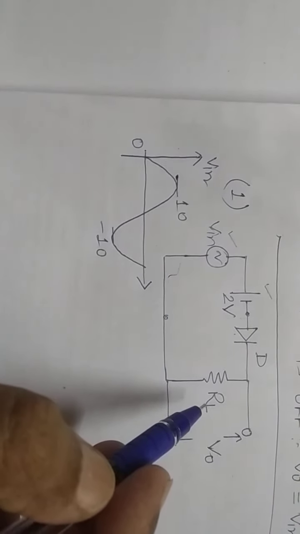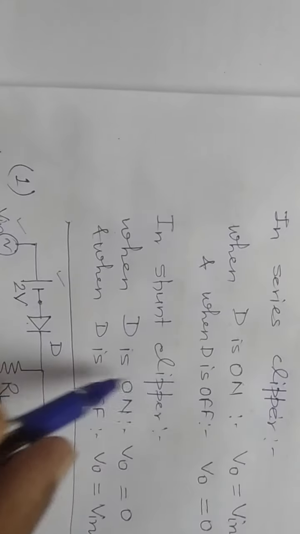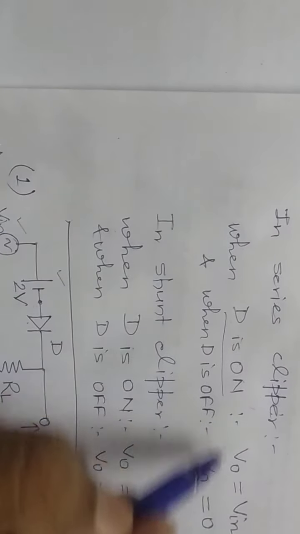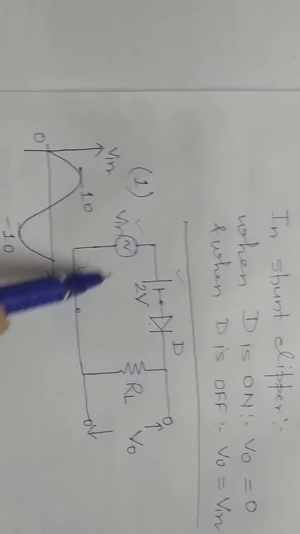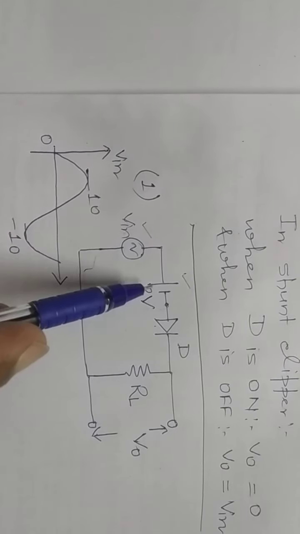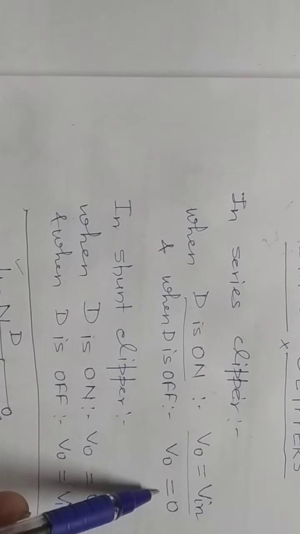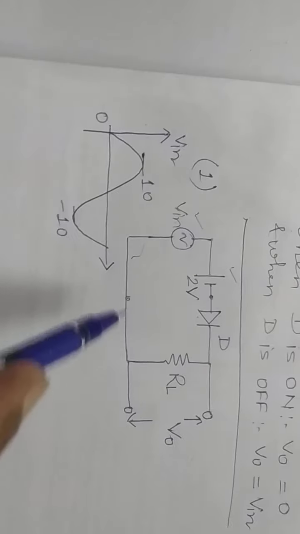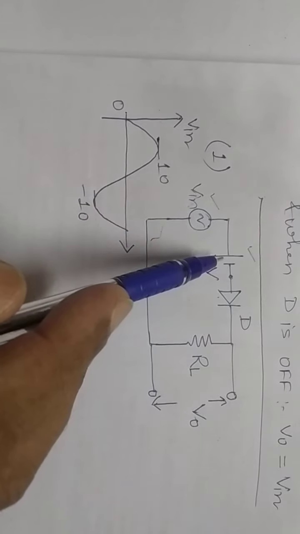So here the output waveform can be drawn with the help of our generalized rule. In case of series clipper, when diode is on, output will be equal to input. But here what is input? Here the input is the resultant of our input voltage as well as DC supply. And when diode is off, output is equal to 0. The rule remains same, but here we only have to consider that the net input voltage is the resultant of AC supply and DC supply.